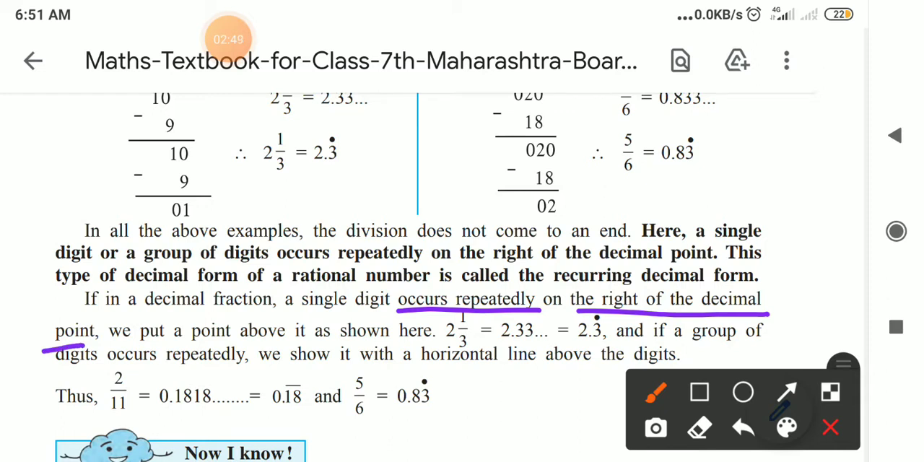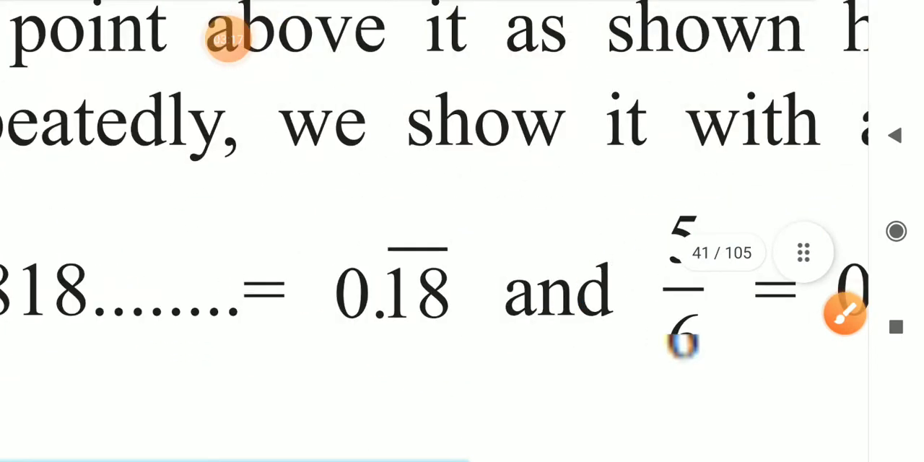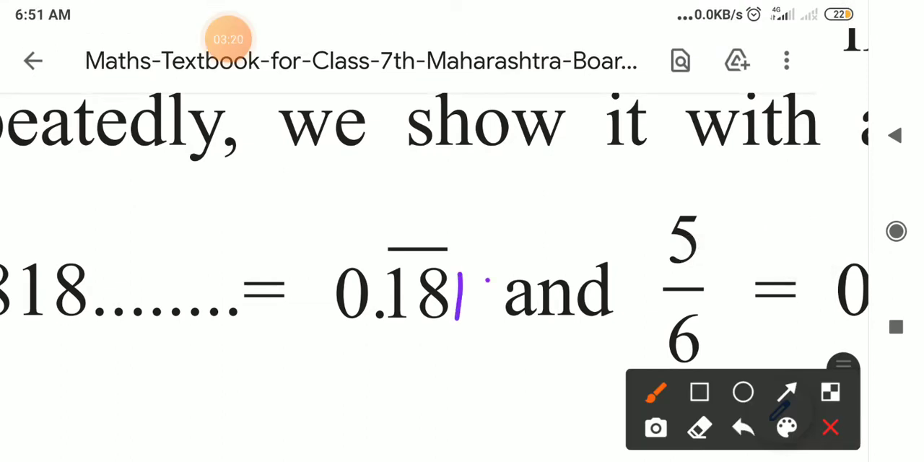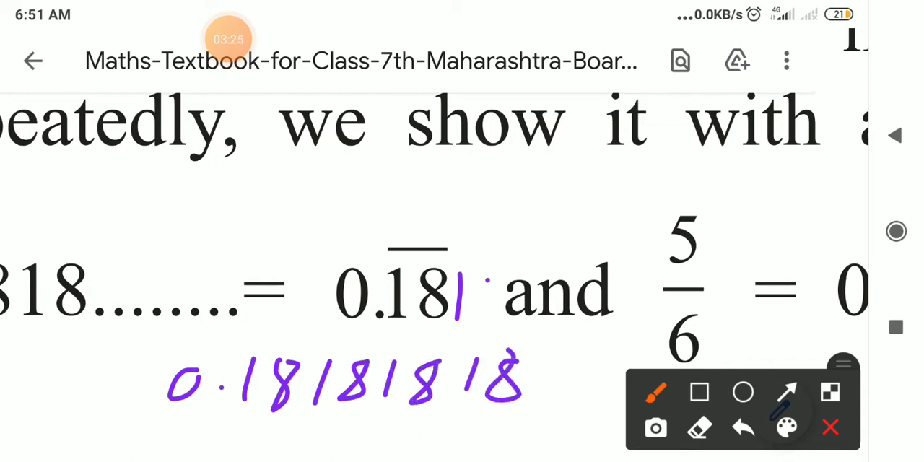In the decimal fraction, if a single digit occurs repeatedly on the right hand side of the decimal point, we have to put a point above it. See here, just now we saw 1.6, on the head of 6 I put a dot. In that way we have to put the dot on the head of the number which is repeating. And if a group is repeated, what do we have to do? Suppose the answer is 0.181818, this type of answer will come.